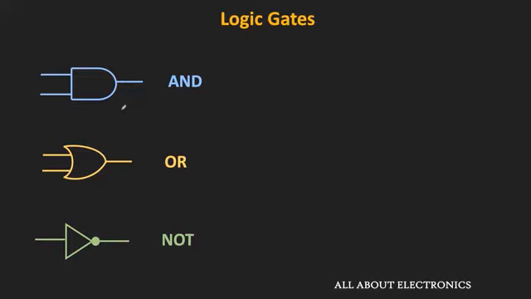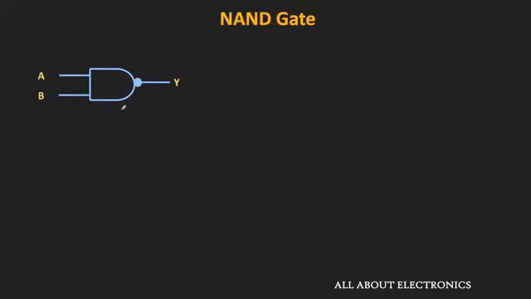But apart from that, there are two universal gates, and using either of these gates alone, it is possible to design any logic circuit. So let us understand about the NAND gate and the NOR gate. And first, let us start with the NAND gate.